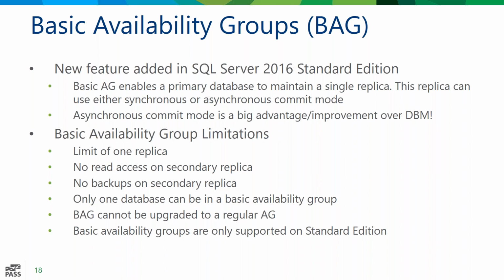So you only have one replica in one location and no read access, no backups on the secondary, and only one database can be in a basic availability group. And then if you decide to upgrade to Enterprise Edition, your basic availability group cannot be upgraded. So you're going to have to tear it down and set it up again as a regular availability group.